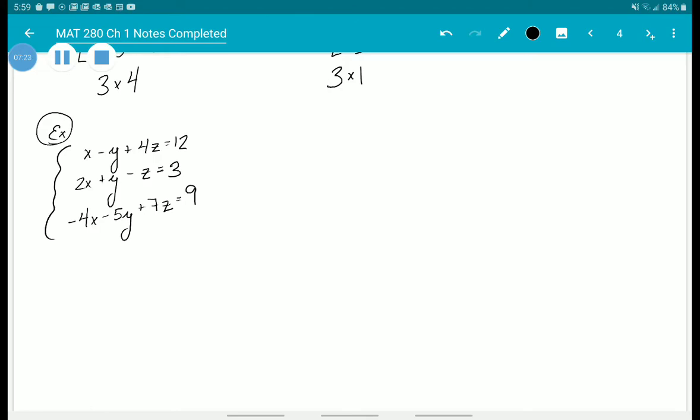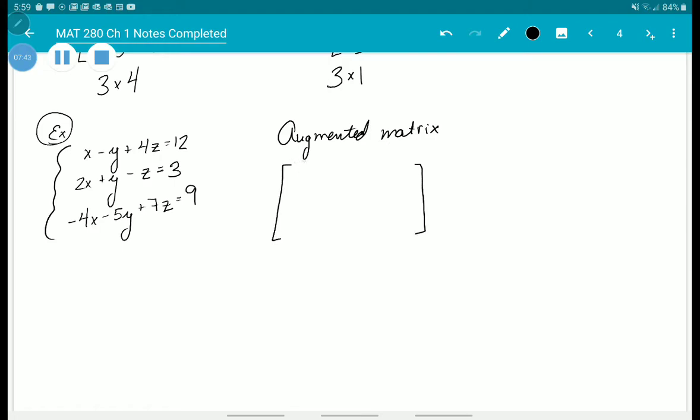Let's write this a little bit more condensed way. So we can write what's called an augmented matrix. And the augmented matrix is really just a nice, quick way to write this. And you can think about it this way.